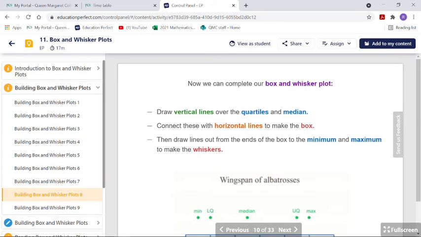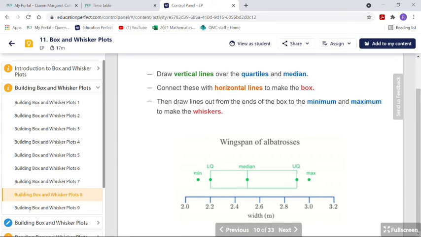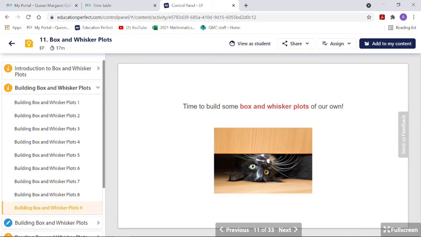Then, we're just going to draw little vertical lines for each one of them. And connect from lower quartile to upper quartile with a what? With a box. Right? Just put a box around those. And that's all there is to it. Okay? So let's build some.